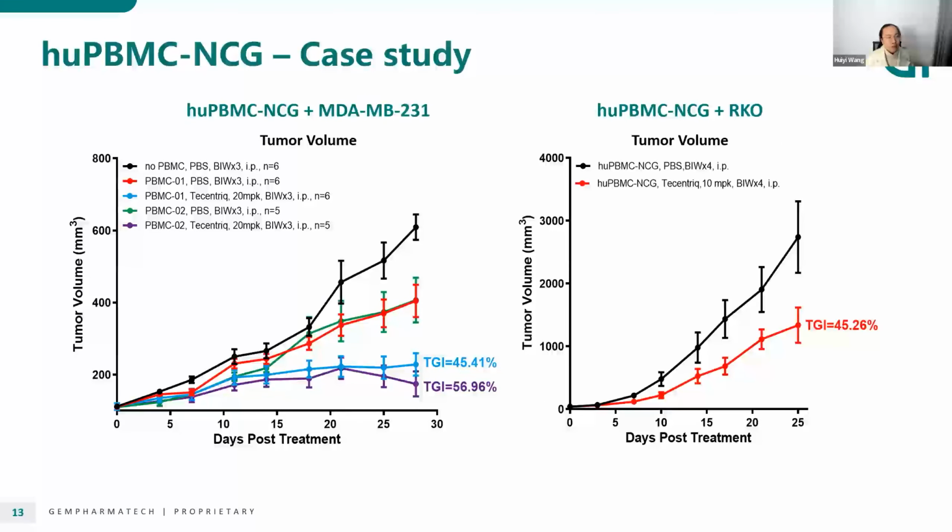And we use the PBMC NCG mouse models to conduct some immuno-oncology studies. We inoculate MDA-MB-231 breast cancer cells into the PBMC NCG mouse models, or the colorectal cancer cells into the PBMC NCG mice, and both MDA-MB-231 and the colorectal line are PD-L1 highly expressing tumor cell lines.